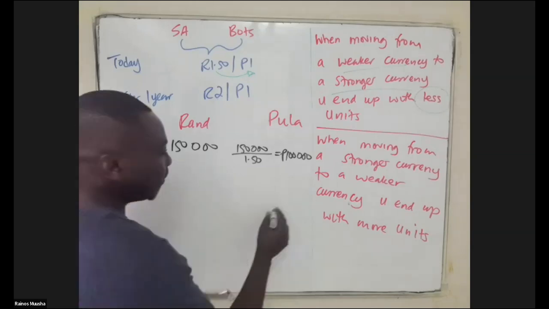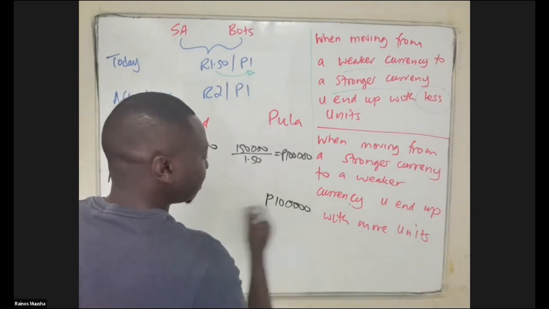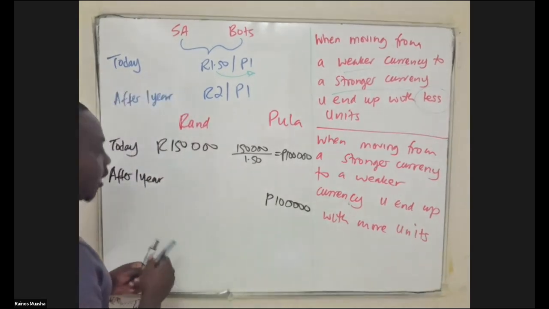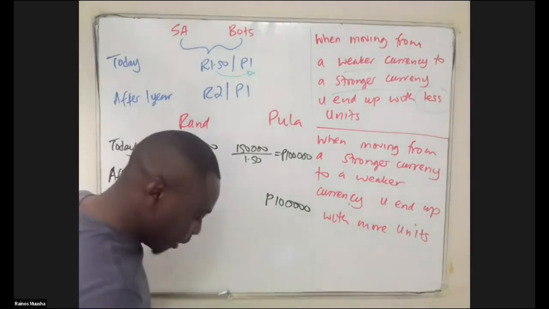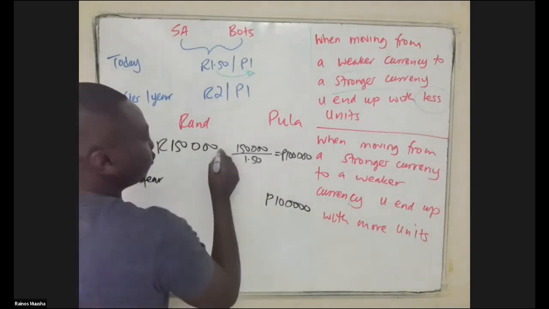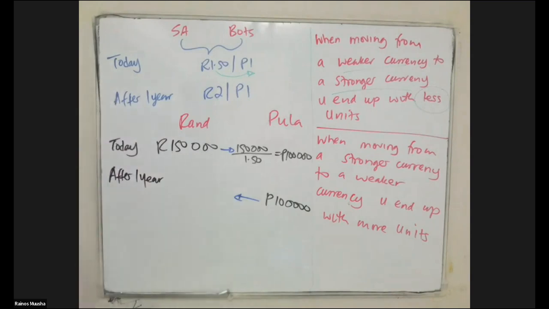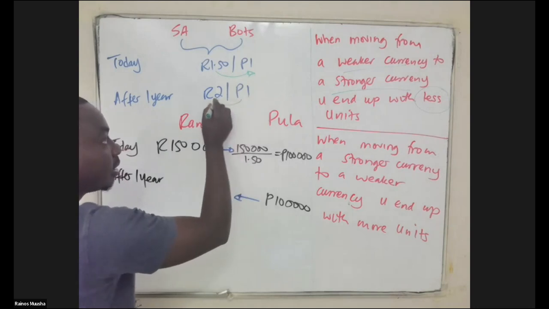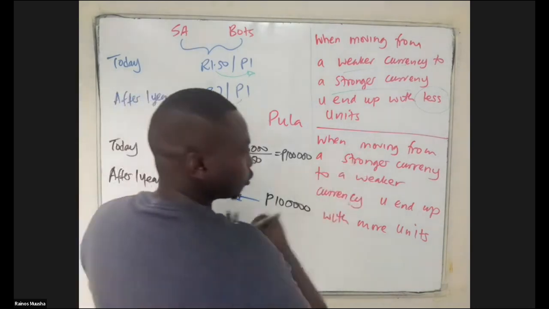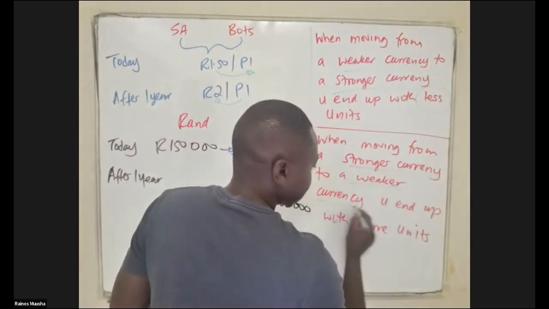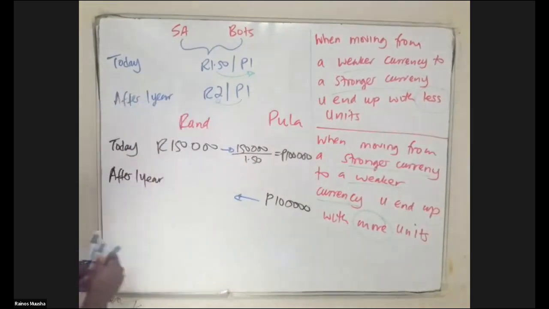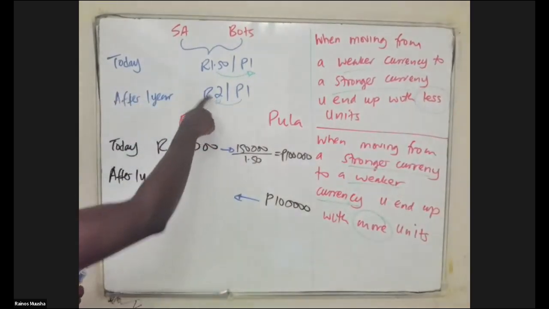Now, with the same 100,000 pula, after 1 year, how much do you end up with? Remember, we have moved to the pula. Now we're moving from the pula going back to the rand with the same 100,000 pula, but now the exchange rate is equal to 2. So what are we doing after 1 year? We're moving from the stronger currency going to the weaker currency, and when you do that, you end up with more units.